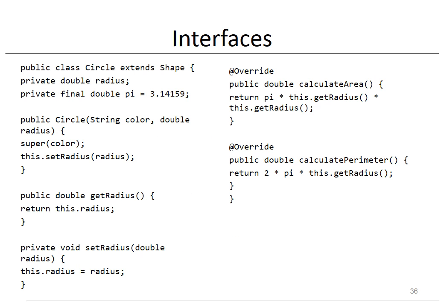The circle class is a subclass of the shape class. It has implementations for the calculate area and calculate perimeter methods, as you can see illustrated.